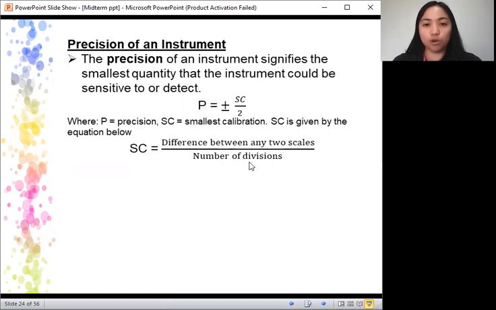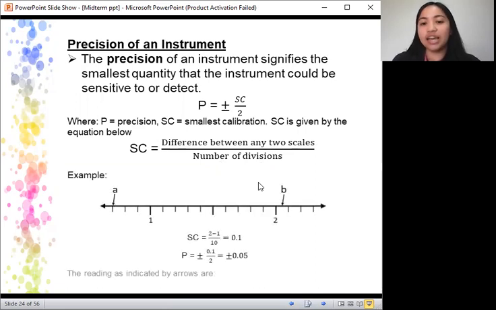divisions. So now the question is, how will you know unsa maning two scales, unsa pud ni ang number of divisions? So example, na kay ruler, inani imong ruler. So how will you get the precision of this ruler? So ang formula is this, but you have to get first the smallest calibration.